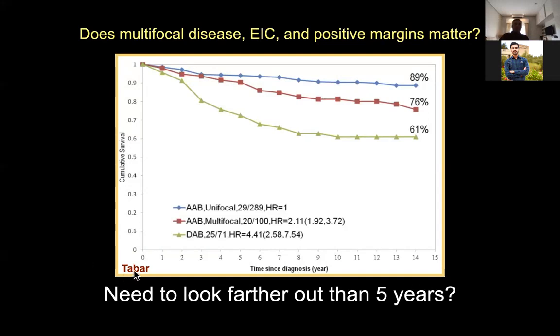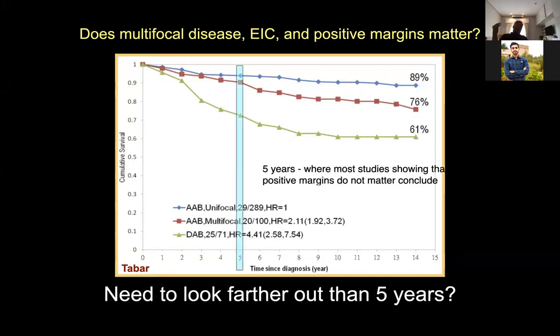These are Tabar graphs. And what Laszlo does that nobody else does is he follows these things for 15, 20, 30 years. The blue line is what we get with unifocal invasive adenocarcinoma of the breast: 89% survival at 14 or 15 years. When it's multifocal, it's about 13% lower survival at 14 years. And when it has DCIS components, some of which include these stem cell duct-forming invasive cancers, it's down to 61%.